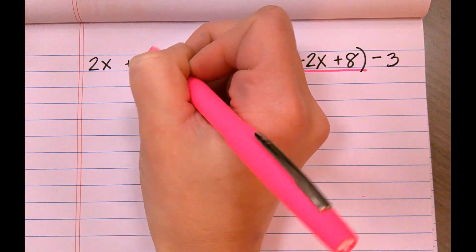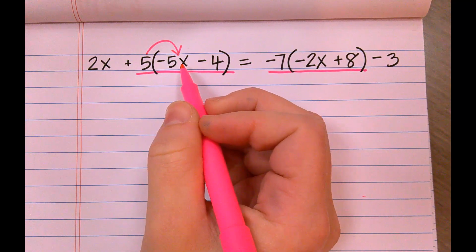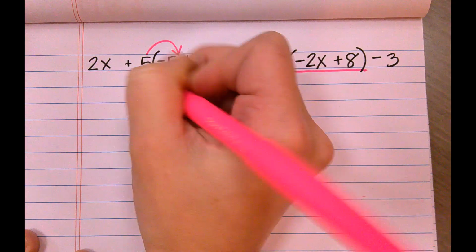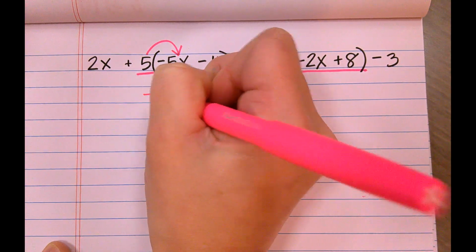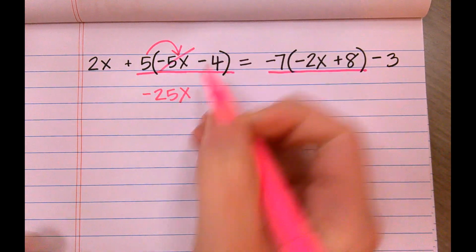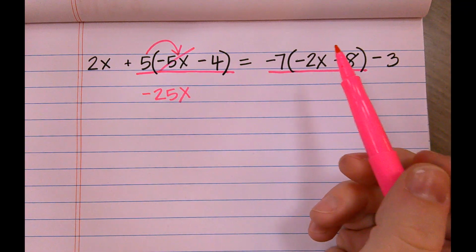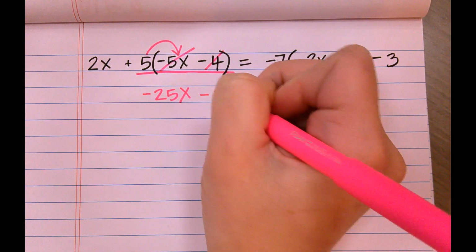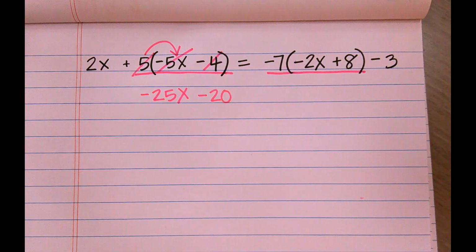5 times negative 5x. Don't forget your x. And what does that give us? What's 5 times negative 5? Negative 25. So negative 25x. I'm going to cross that out so I know I'm done with that. And then 5 times what? Negative 4. And that is negative 20. Okay, and now I've done both. I'm going to cross out the 5 too.